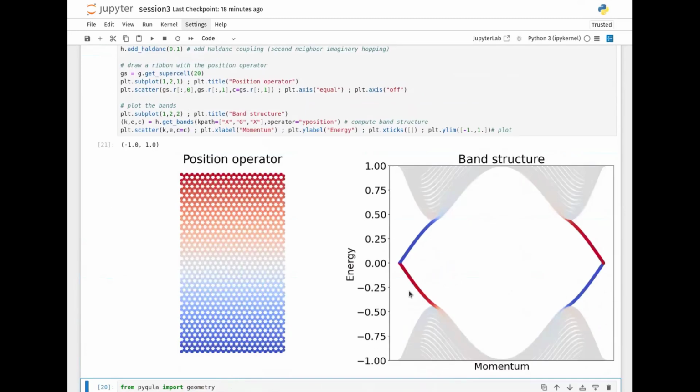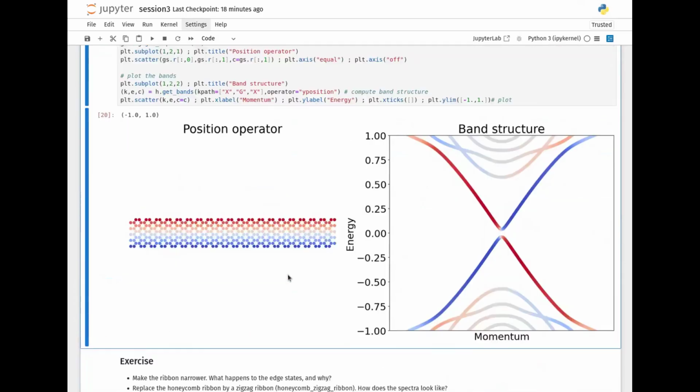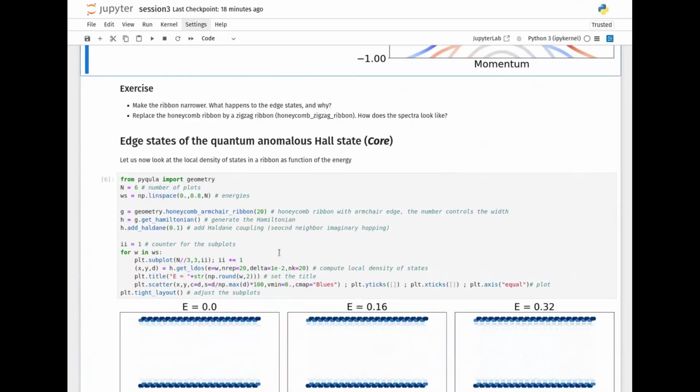And this is what you effectively see here. So we still have a gap, and now the edge states are effectively appearing in different parts of the Brillouin zone, but we have the same phenomenology as before. We have one edge state per edge, and of course, that coexists with a gap in the bulk. Okay, now let us move on to the edge states of the quantum anomalous Hall state.